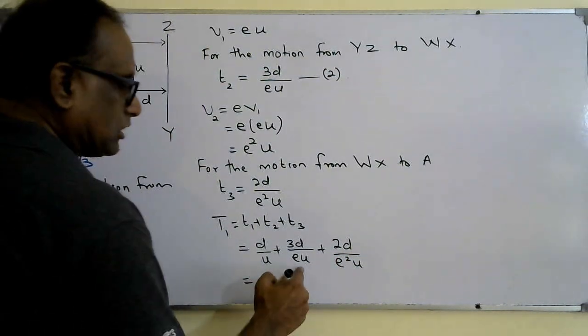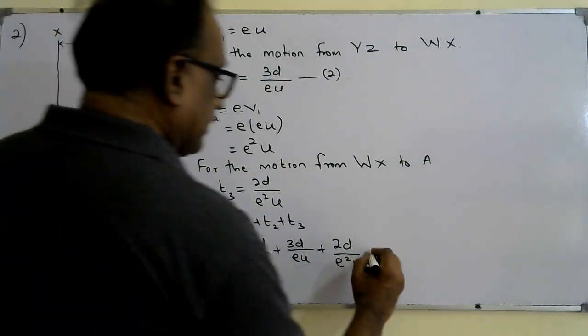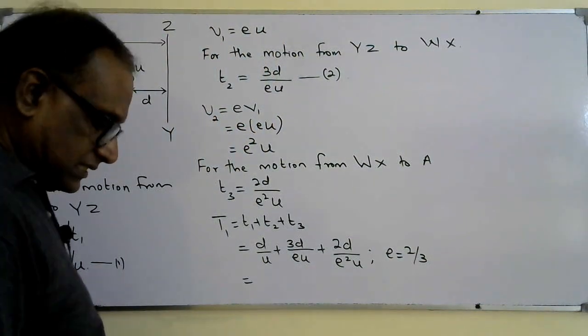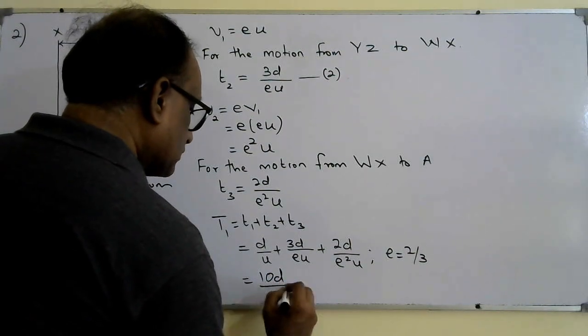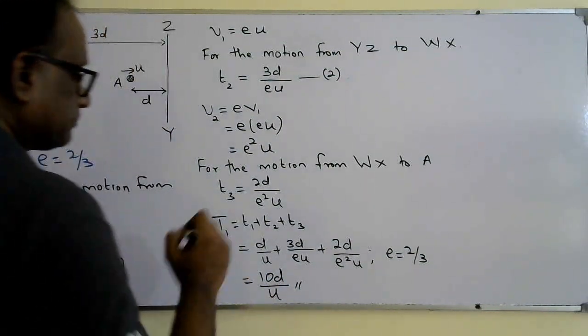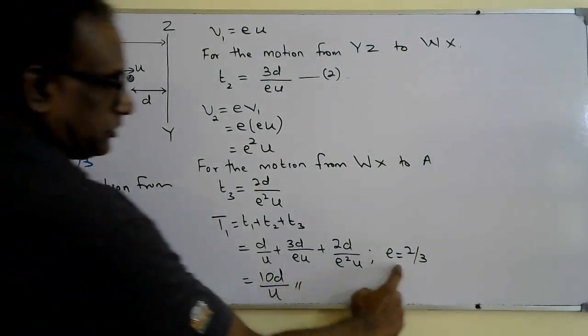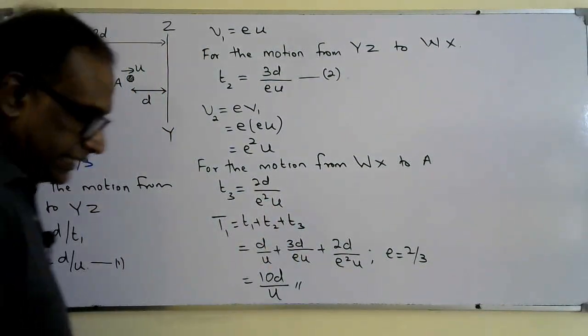So substitute the values of E. We know E is 2 by 3. Substitute and solve it, just simple algebra. You will get 10d over u. That's the T. So here you have to substitute 2 by 3 for this E, and you get this final answer. That's not an issue.